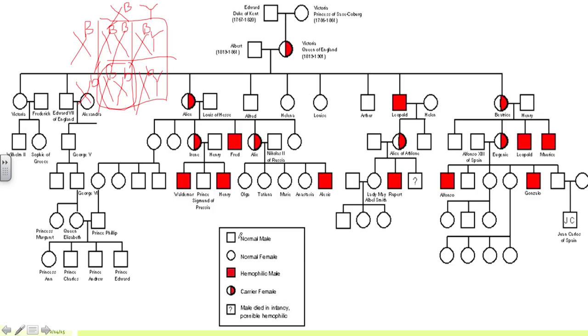Here's the key down here. Normal male, square, white. Circle white is a normal female. Square red is a hemophilic male. And then a half circle is a carrier female.